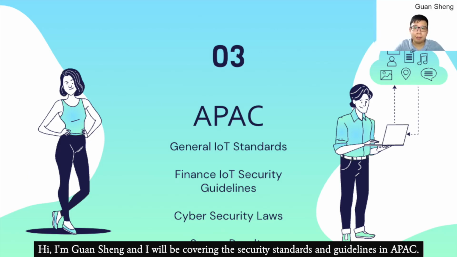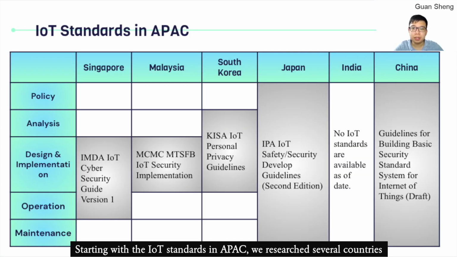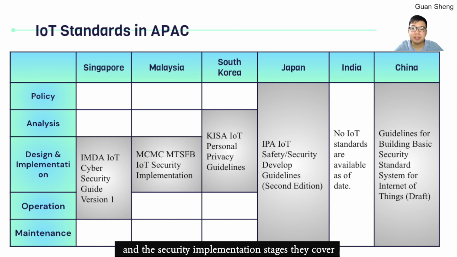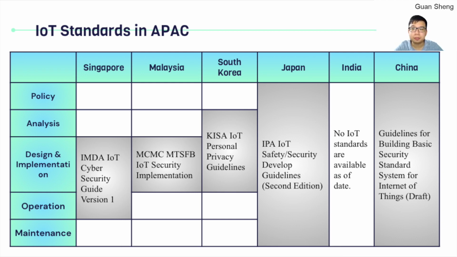Hi, I'm Guan Sheng, and I'll be covering the security standards and guidelines in APEC. Starting with the IoT standards in APEC, we researched several countries, namely Singapore, Malaysia, South Korea, Japan, India, and China. The table displays the standards and guides for each country and the security implementation stages they cover.